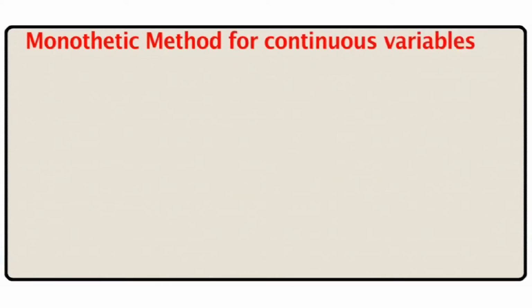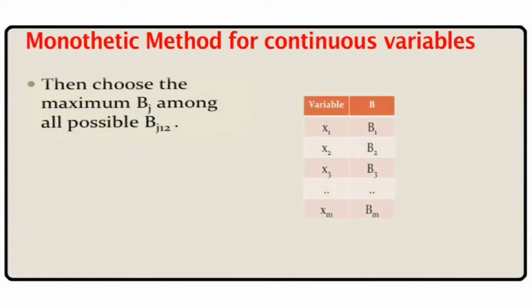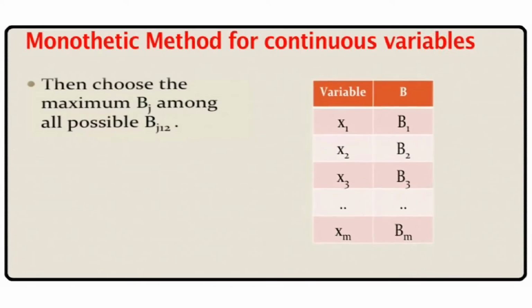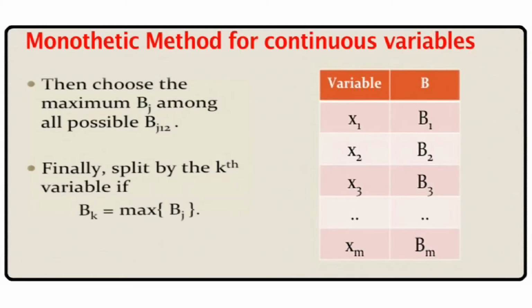And then at the next step, we choose the Bj among all possible Bj's, which is the maximum. So what we have is, we get for x1 a b1, which is the maximum of all the possible splits based on x1. Then we have b2, which is the maximum of all the possible splits based on x2. And similarly for bm. Once we have got this table, what we next do is, we split on the basis of that variable which has the maximum Bj value.